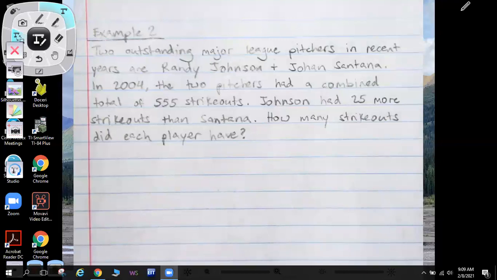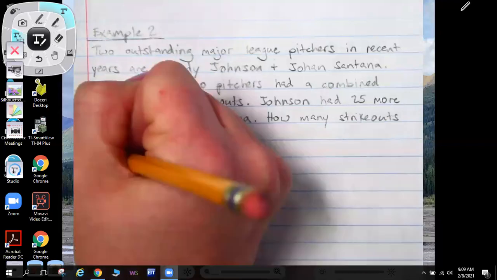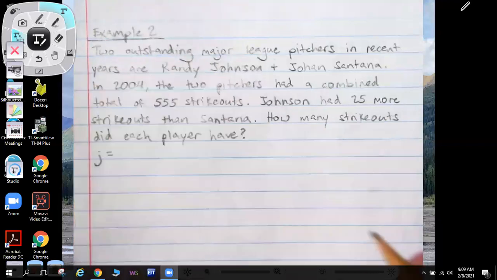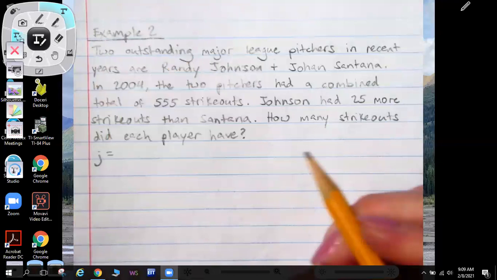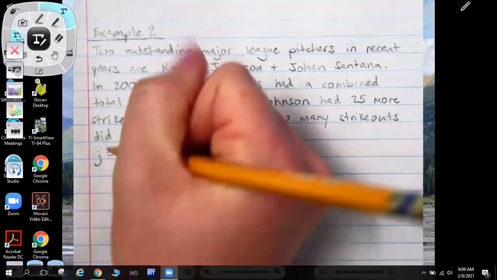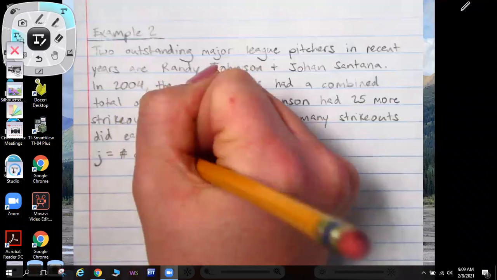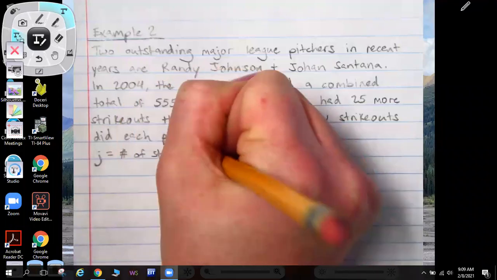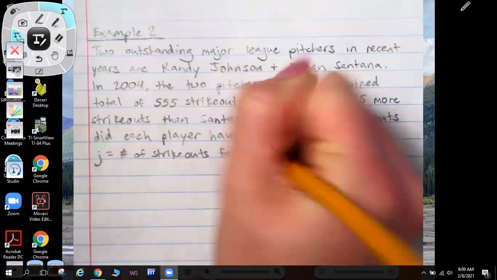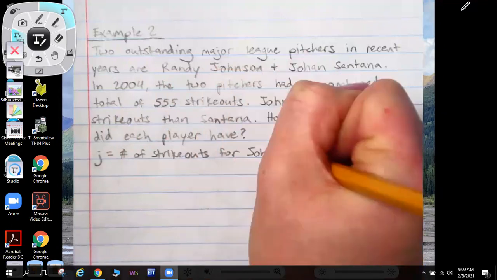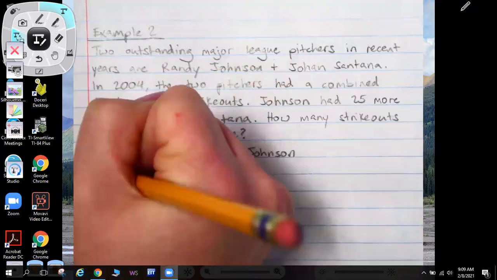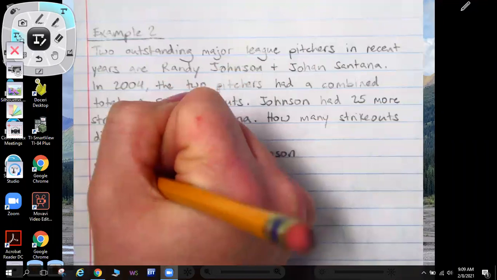Okay, so we're looking for number of strikeouts each player has. Let's assign some variables. We'll say J equals number of strikeouts for Johnson. And S equals number of strikeouts for Santana.